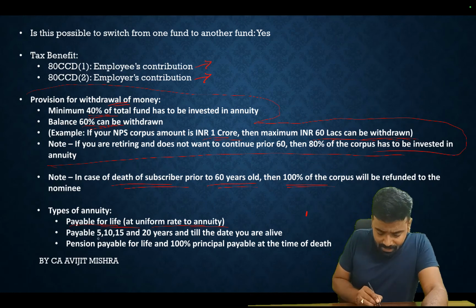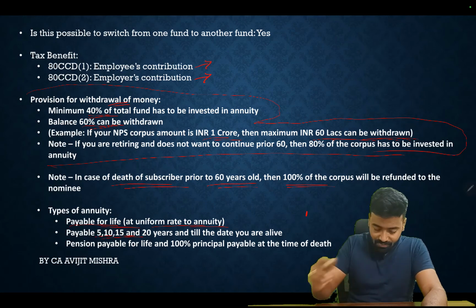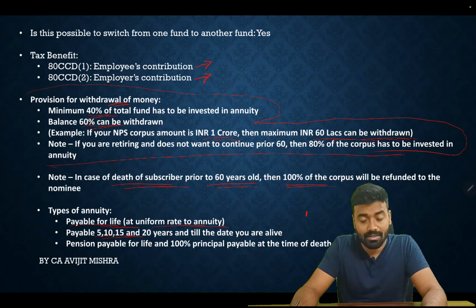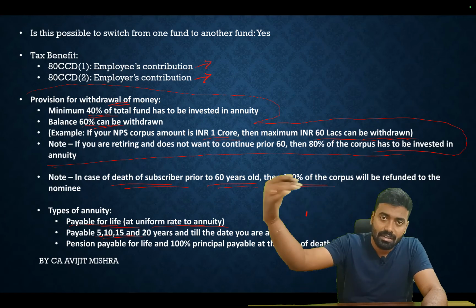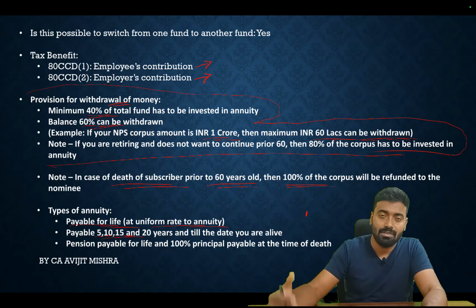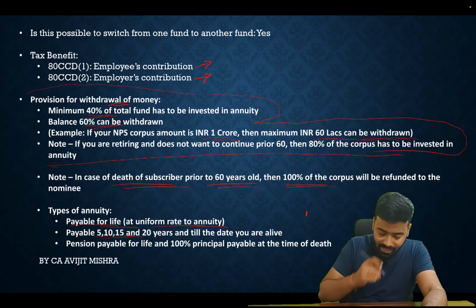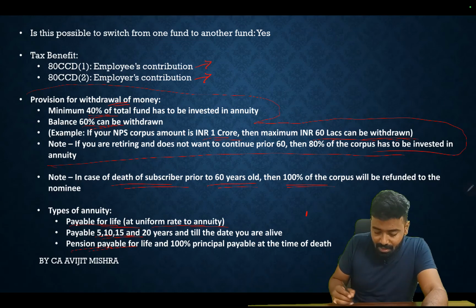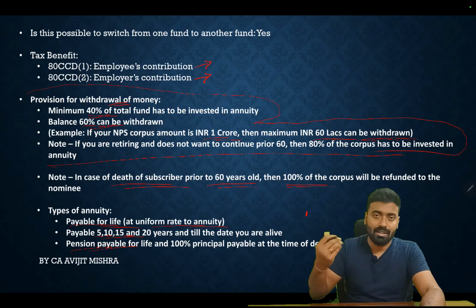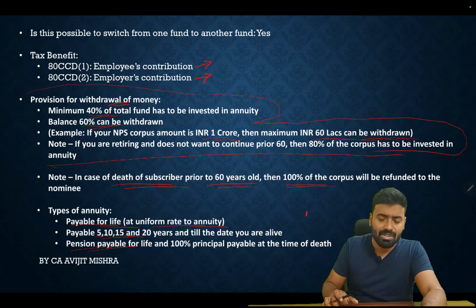The second thing is payable at 5, 10, 15, 20 years, until the date you are alive. So at the end of 5 years you will get a lump sum amount, at the end of 10 years you will get a lump sum amount, at the end of 15 years you will get a lump sum amount. That is the second criteria. And the last thing is pension payable for life. That means every time you will get the pension. These are a few scenarios you have to understand.